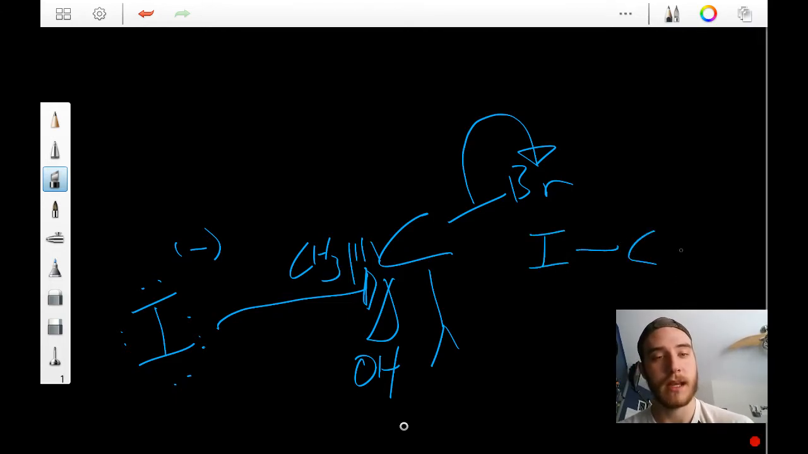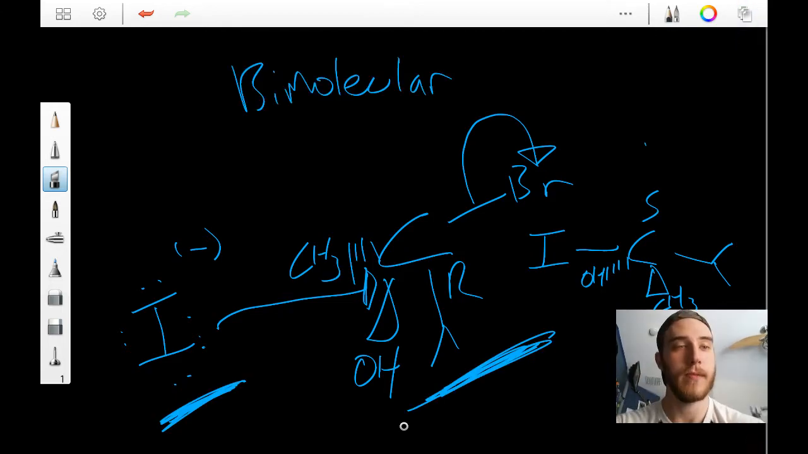But now in this case, our OH group would be in the back because there was an inversion of stereochemistry. Our CH3 is here, and here's our isopropyl. And so if this was an R, this would now be an S molecule.